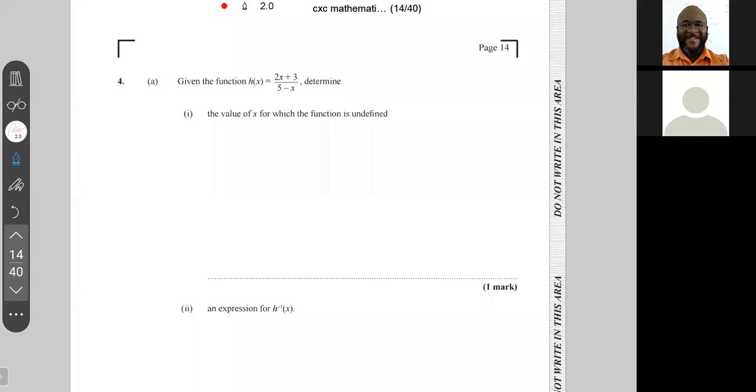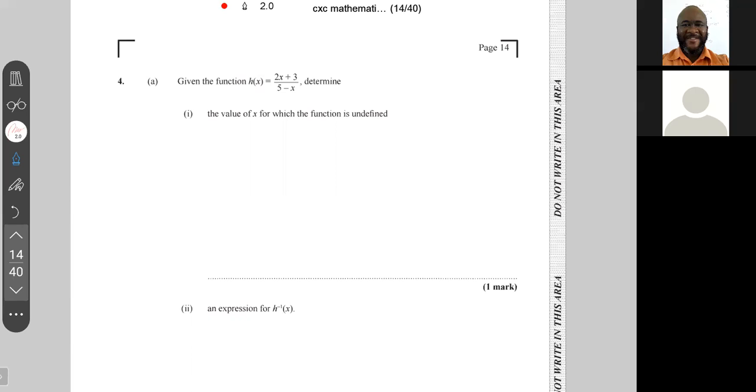All right, so we're still in January 2019 and we're doing question number 4. We're told question number 4a says given the function h of x is equal to 2x plus 3 over 5 minus x, we're to determine the value of x for which the function is undefined. So notice that it's only 1 mark for this, so you're not being asked to do anything special.